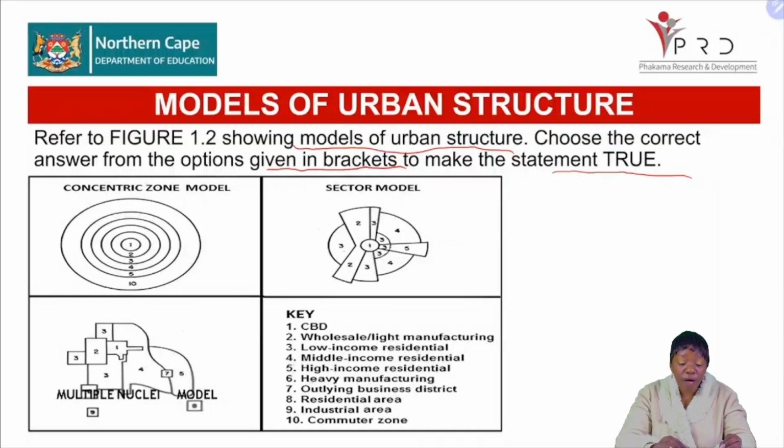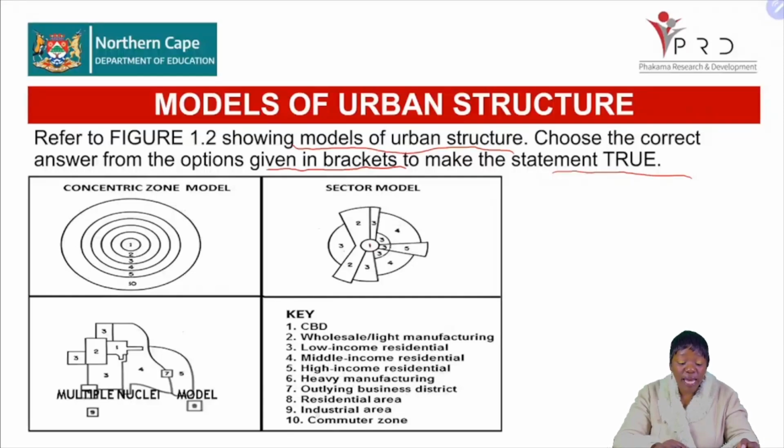Then number 4, we have our middle income residential. They are following each other in the concentric zone model, but in the sector model, because tall buildings were introduced, you are looking at the changed position of number 4, which is your middle income. Then number 5, your high income residential. Then number 6, you have your heavy manufacturing. You will see them clearly in the multiple nuclei, because that is where they are located. They are outside of the urban area, on the outskirts. Why? Because they require a large area and they are high on pollution.